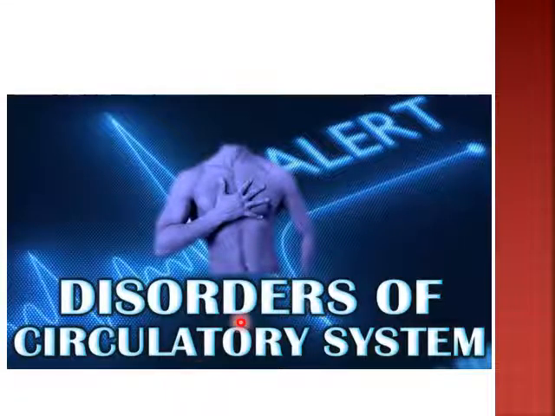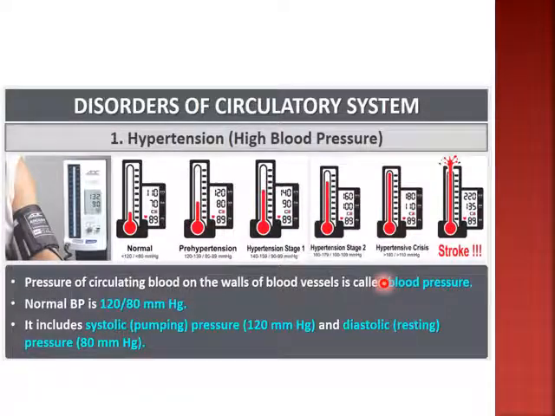Now we will discuss the disorders of the circulatory system. That is hypertension, that is the high blood pressure. The pressure of the circulating blood on the walls of the blood vessels is called the blood pressure. So normal BP is 120/80 mmHg. It includes the systolic pumping pressure, that is 120, and the diastolic resting pressure, that is 80.